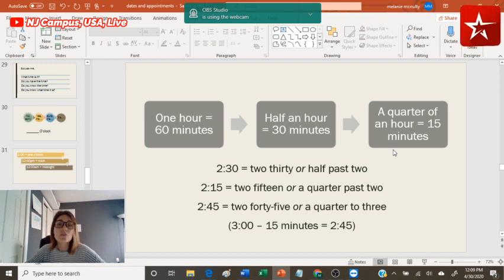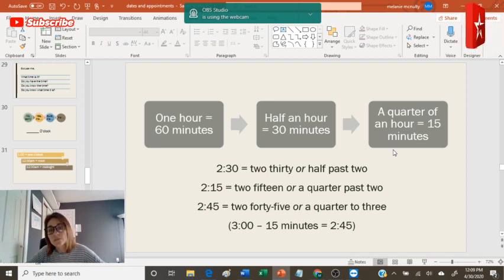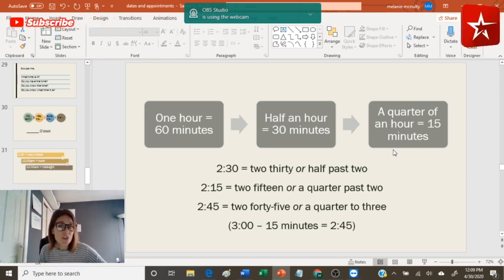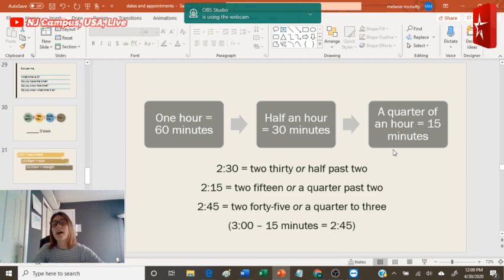Instead of saying 2:30, we could say it's half past two, because half of an hour is 30 minutes. 1 hour, 60. Half, 30. So if it's 2:30, I might say, "Excuse me, what time is it?" "It's half past two."